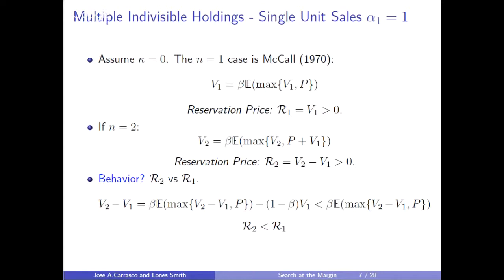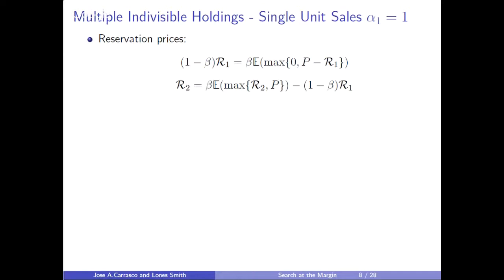So the behavior is that I charge a lower price for the first house, that is R2, and a higher price for the second house, and that is R1.